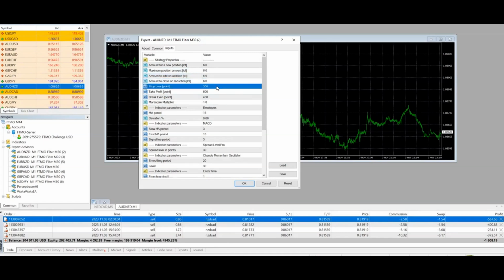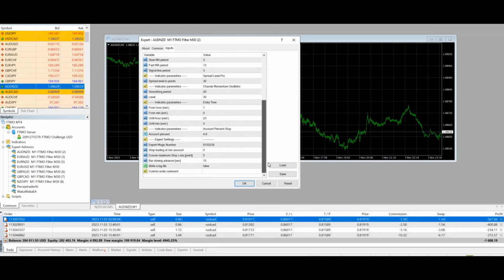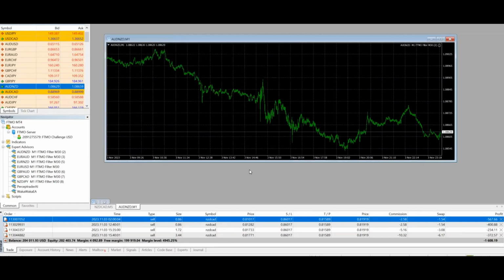And what you'll notice is the stop loss is at 300 points, the take profit at 600 points. So what would happen is if you lose, you're going to lose half of what you would win if it's a winner. It does have a martingale multiplier built in, but we leave it at 1.0, so it doesn't actually do that. And everything else we're just going to leave the same. It does have a built-in account percentage stop if it loses to 4.9%, so we will leave it at that. And boom. And so we're just going to do that to each of the charts.